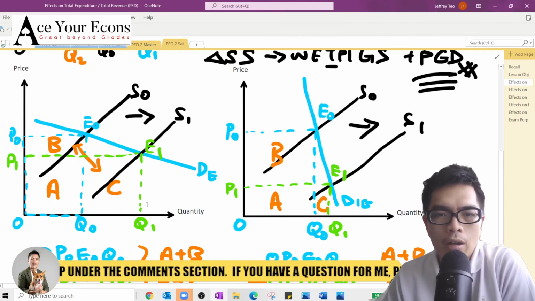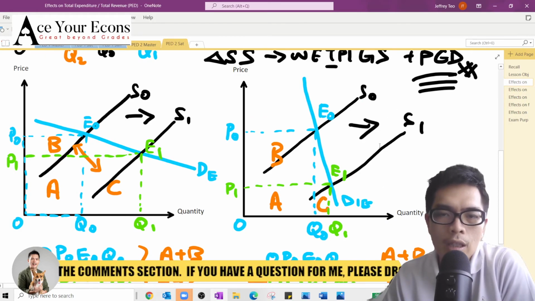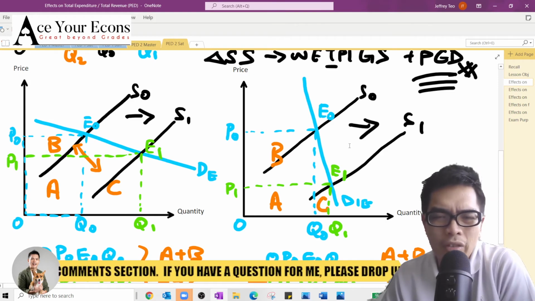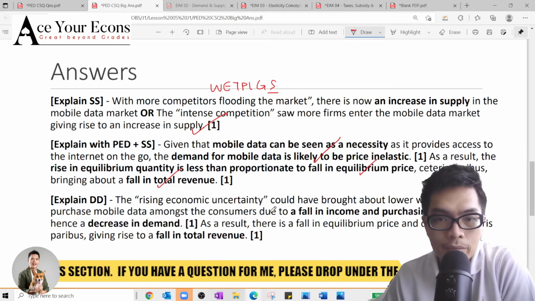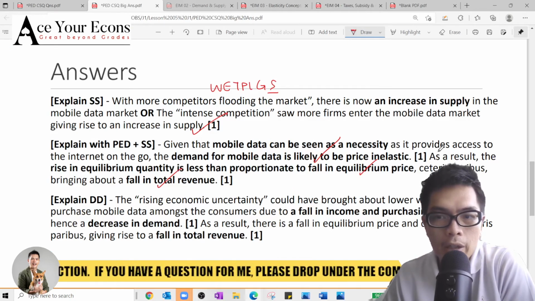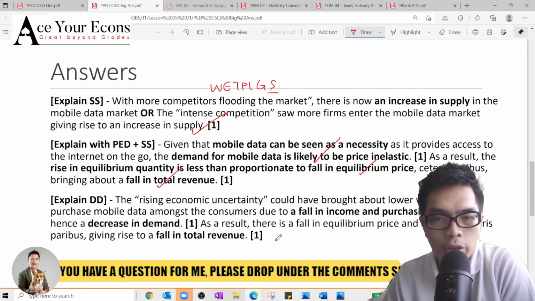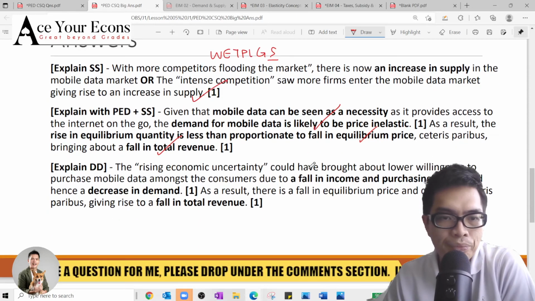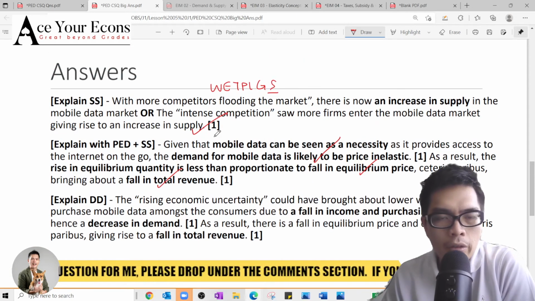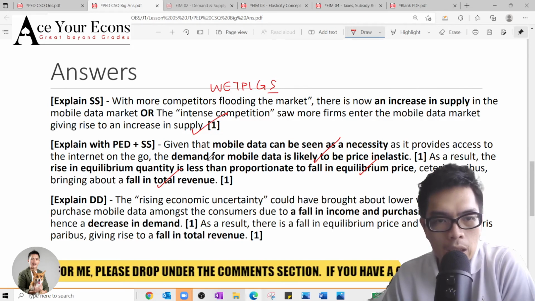Okay, the one on the right hand side is to explain. You don't need to draw this, but if you draw this, I think it's fine. It is to explain the words here. Okay, the rise in equilibrium quantity is lesser than the proportional fall in the price. So this is what is mentioned. So with this, 3 marks will be allocated to supply and PED. 3 marks.